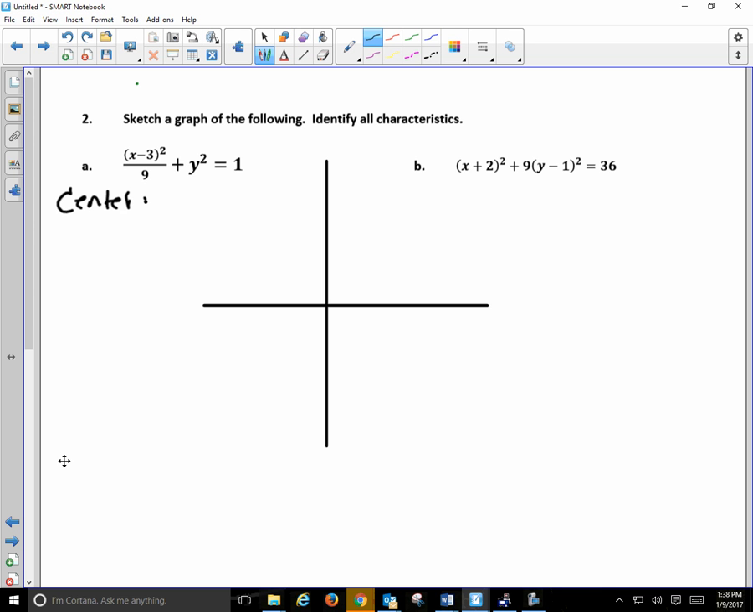All right, center. 3, 0. Shifted 3, nothing there. How many units is it stretched horizontally? 3, and this doesn't have any shift to it. So it looks like I'm going to go 3 units from 3, so it's going to go all the way out to 6. So if I make a 6 by 6 graph, that should be enough.